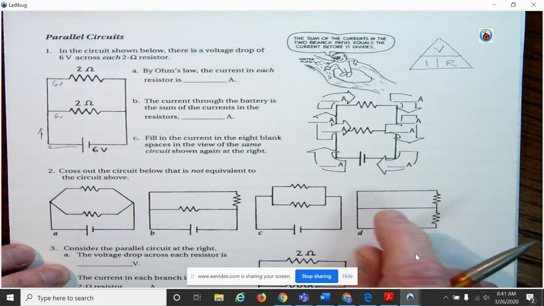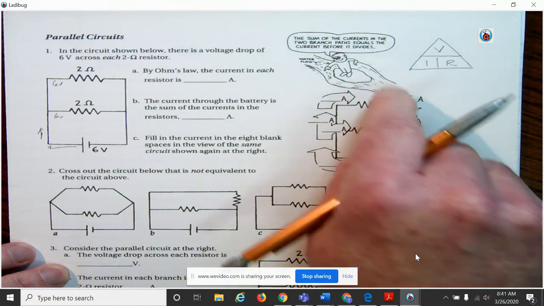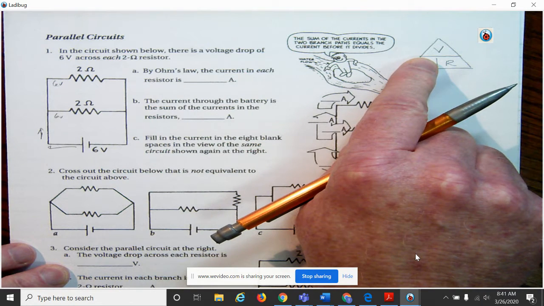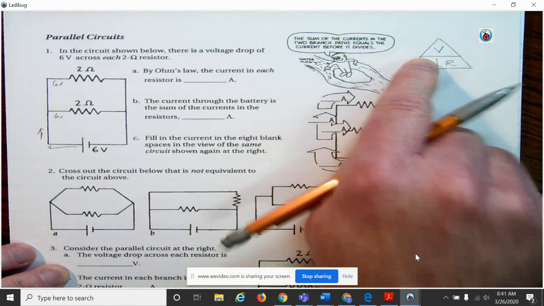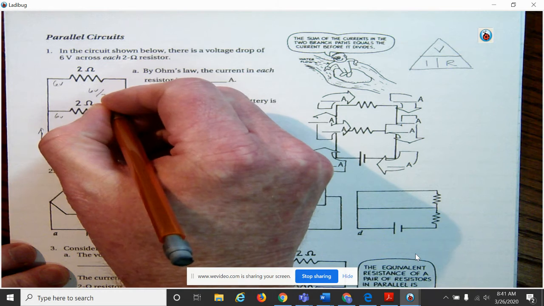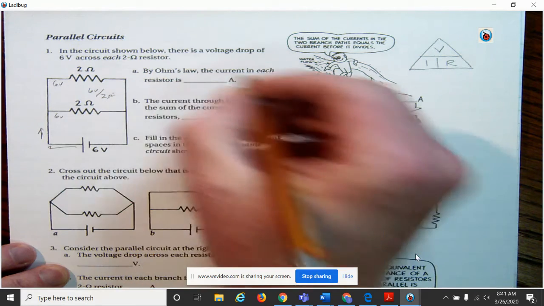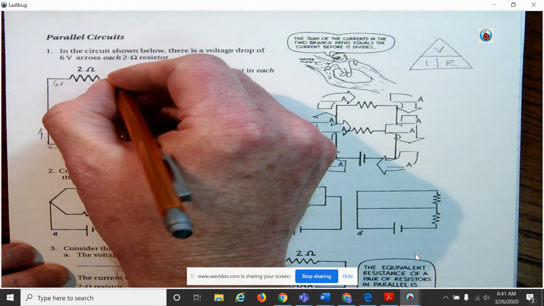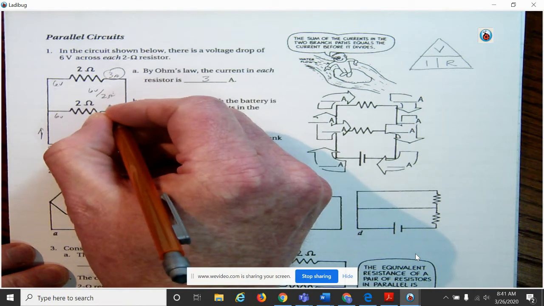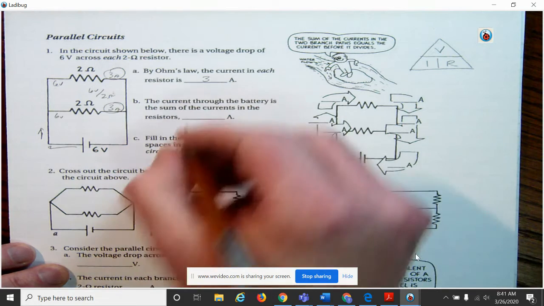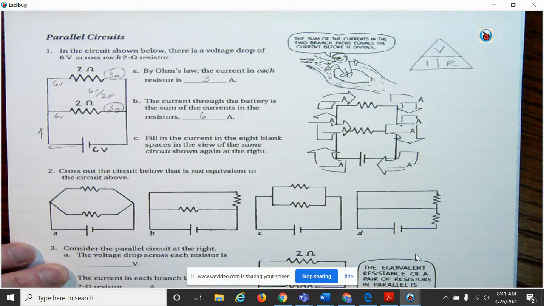Well, we're trying to find the amps, so we cover up our I. V divided by R is going to give our amps. So V is 6 volts divided by 2 ohms, we end up getting 3 amps. Now, keep in mind, you're going to have 3 amps running through here, and 3 amps running through here. So that means we're going to have a total of 6 amps.